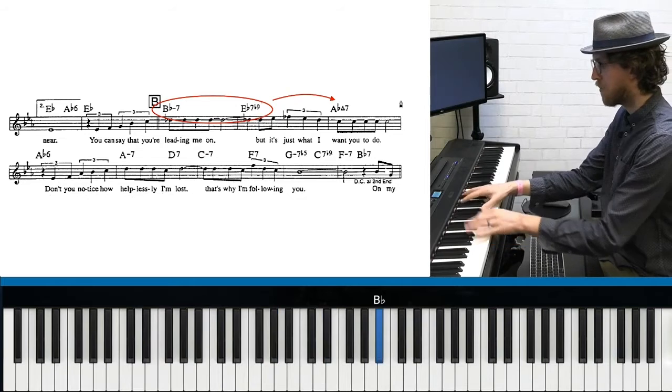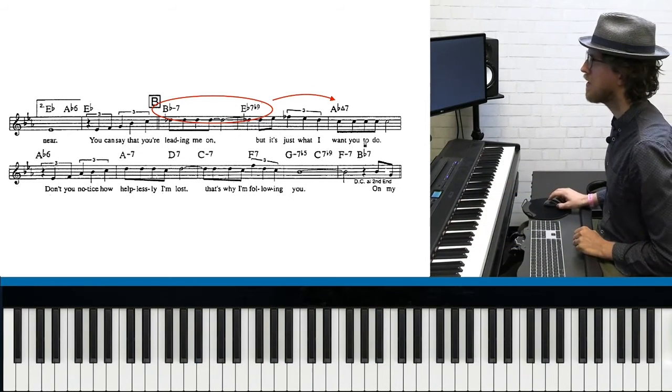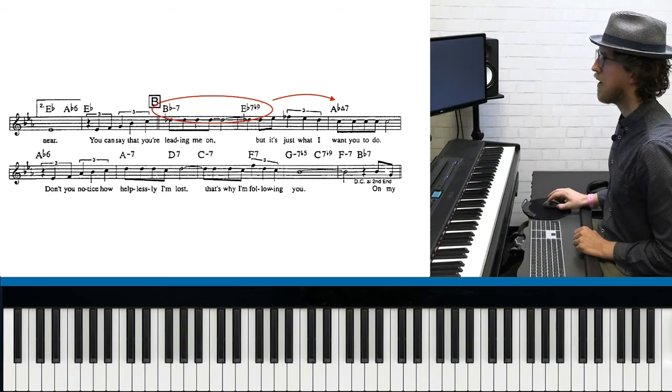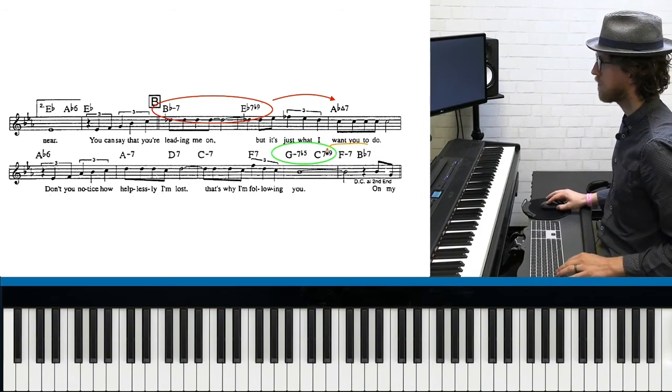And then we have that 3-6-2-5 movement again. A little bit different this time because now we have a minor 7 flat 5 instead of the minor 7. So earlier we just had the minor 7, but I'm going to circle it anyway because it's very similar. Okay, and then we're going to go back to our regular 2-5 here, which we expected.